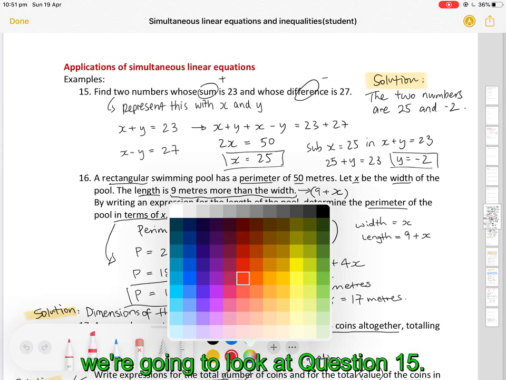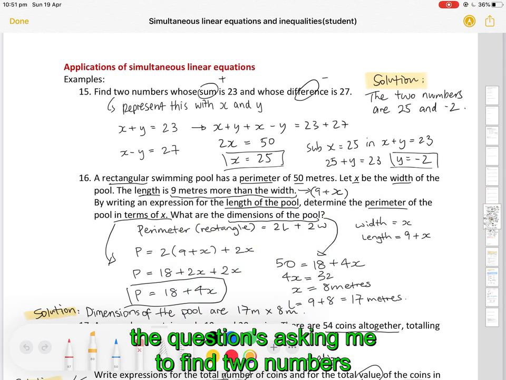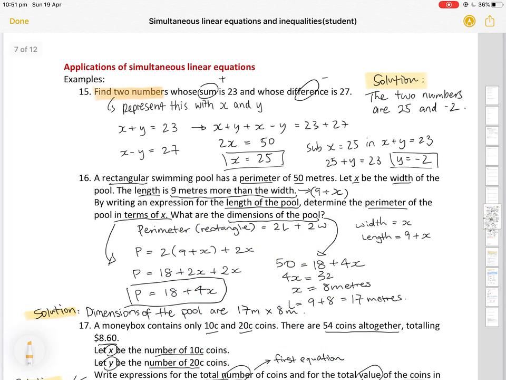So first, we're going to look at question 15. The question is asking me to find two numbers, and I've represented these as x and y. In our first equation, we found the sum is 23, so x plus y equals 23, and the difference is 27, so x take away y equals 27. So our solution would be the two numbers are 25 and negative 2.